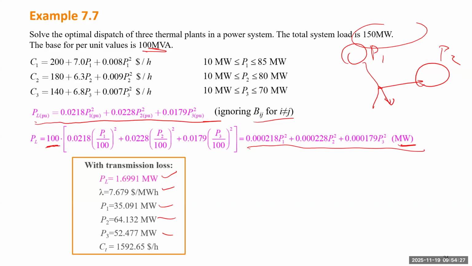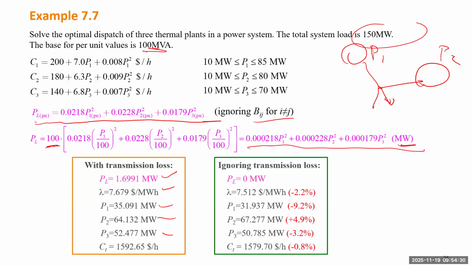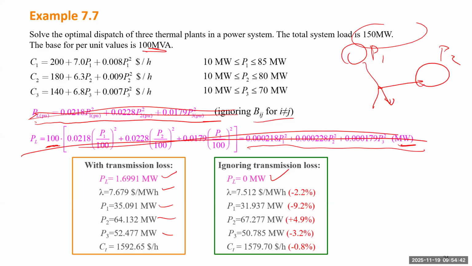So only that takes about 1% of the system load. This is not much, which means we can solve this problem by ignoring the transmission loss. If we ignore the transmission loss, we just get rid of the cross term from the equation formulation. You just solve it as no transmission loss, and those are the answers. If you compare the answer to the true solution, lambda changed by about 2%, and P1 changed the most, because P1 is the smallest one. The true answer is 35, but if you ignore the loss, unit 1 is generating about 32, and the others are all at a similar value.